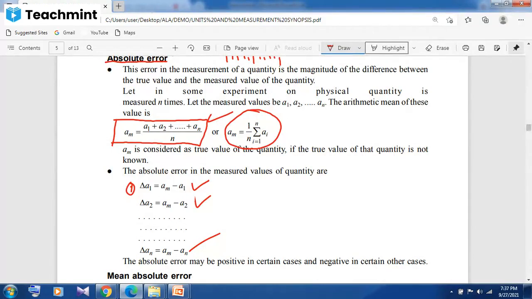Are you understanding these equations? Take down those equations. Under absolute error, the mean value, or average value, is given by adding all the measured values divided by the number of times you measured. That is actually called the mean value. Like in the lab, how many times you take the trials in the laboratory. Total value divided by the number of times you have taken gives you the mean value.